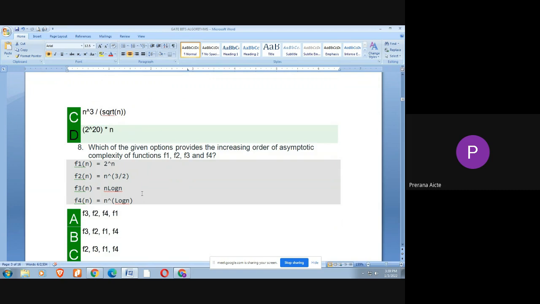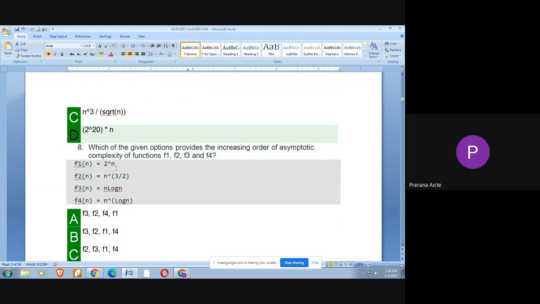If you observe the functions, except f3, all the others are exponential. So f3 is definitely first in the output. Among the remaining, n power 3 by 2 is the next. So now we have to compare f1 and f4.